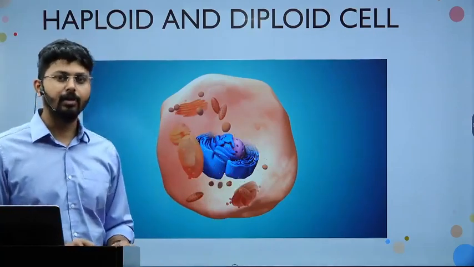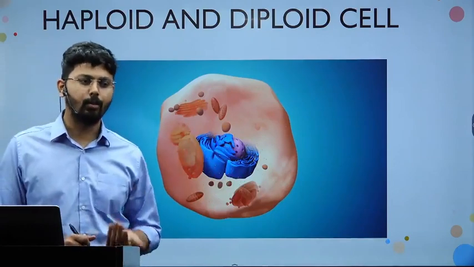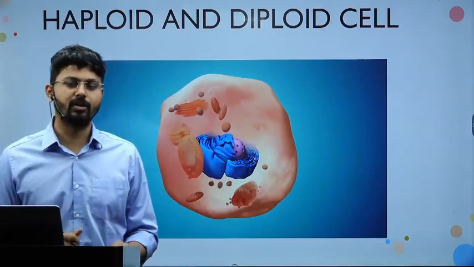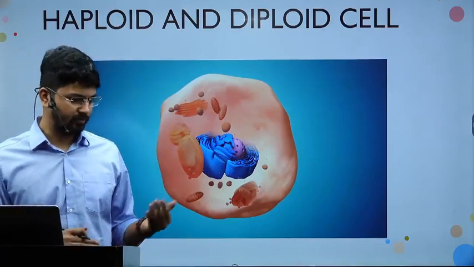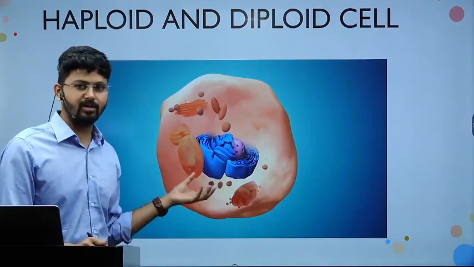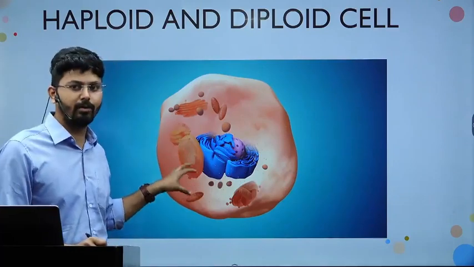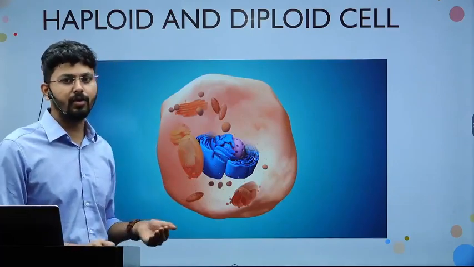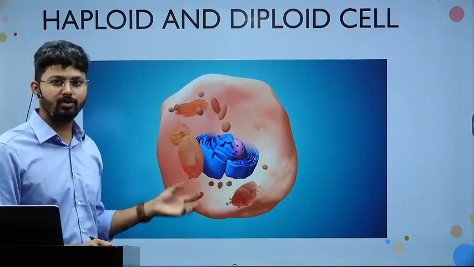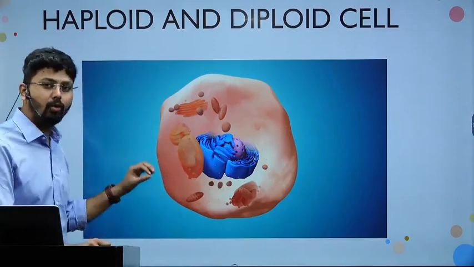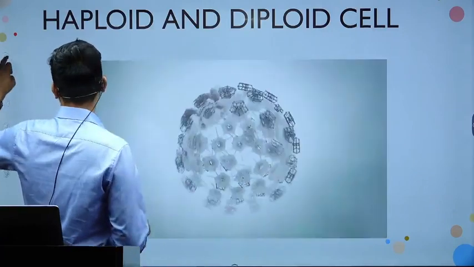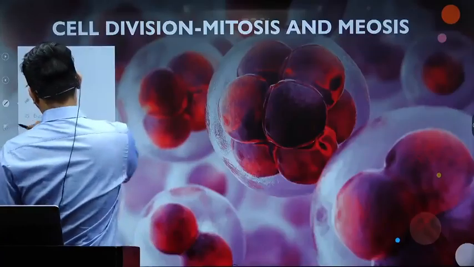What is the role of haploids? Haploids help in the production of germ cells, whereas diploids help in the production of somatic cells. All the somatic body parts are produced through the multiplication of diploids, and all the germ cells are produced through the multiplication of haploids. How does the cell division happen?